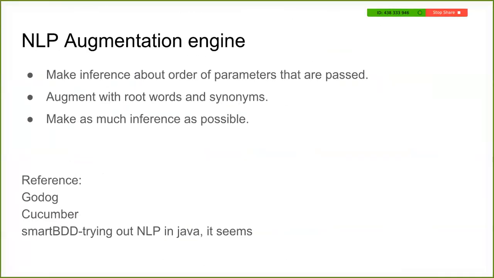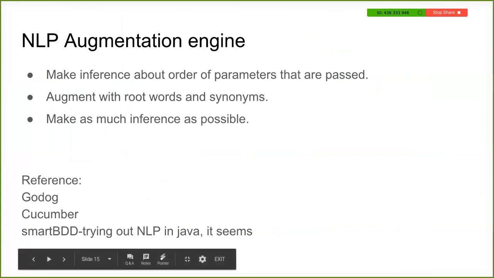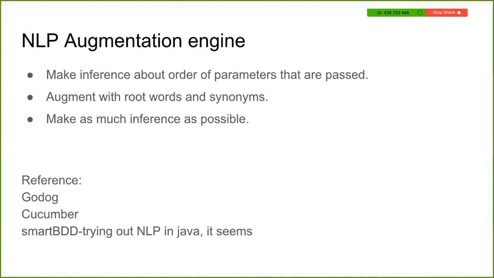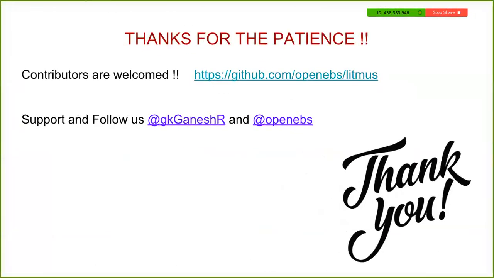Yes, we need to make inference. That's the objective. Inference in the sense that we need to find out the exact functionality the user is trying to convey. The references can be Godog and Cucumber, which are like memorization. Smart BDD is a framework which is trying to do NLP in Java. So we need to figure out something like this. Yeah, that's it.